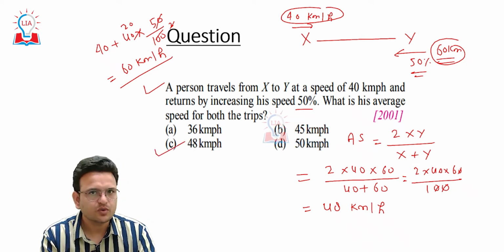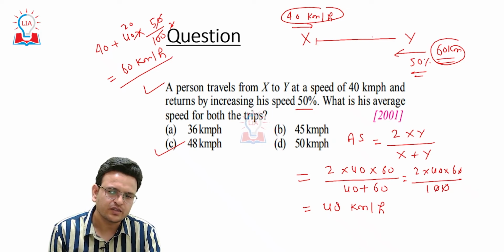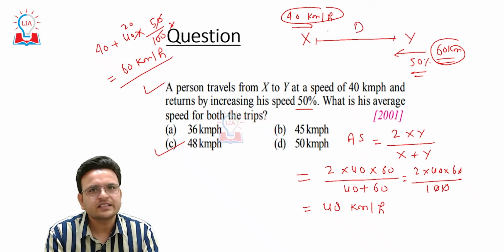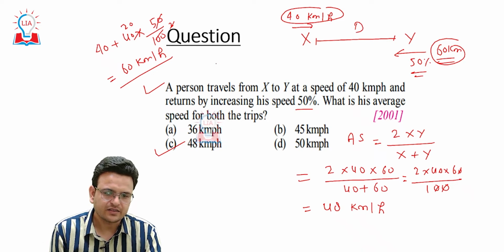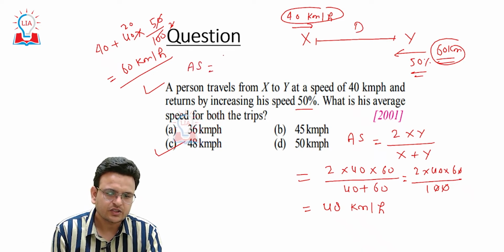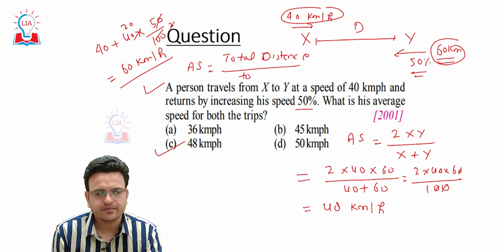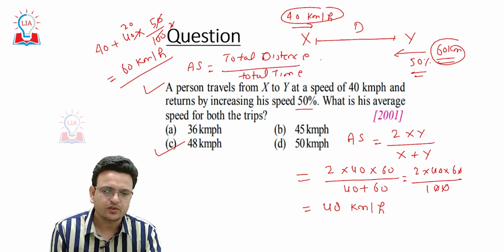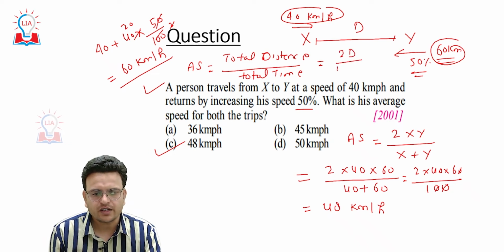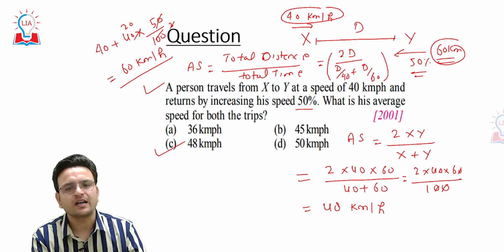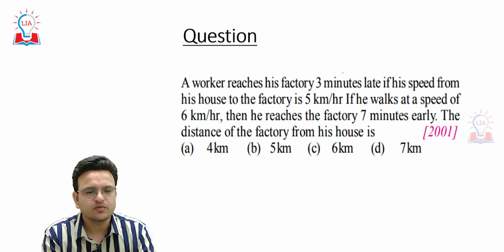We can solve this question with basics also. You can assume while going the distance is d, and average speed is total distance upon total time. In that way also you can solve this particular question. The total distance will be 2d, total time will be d upon 40 plus d upon 60. If you solve this equation you will get the answer. Now come to another question.